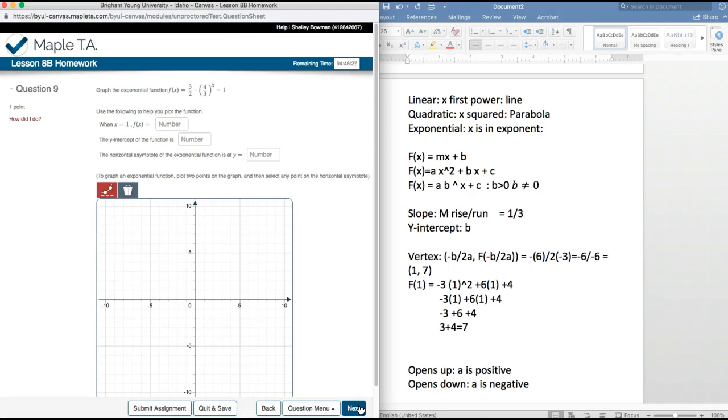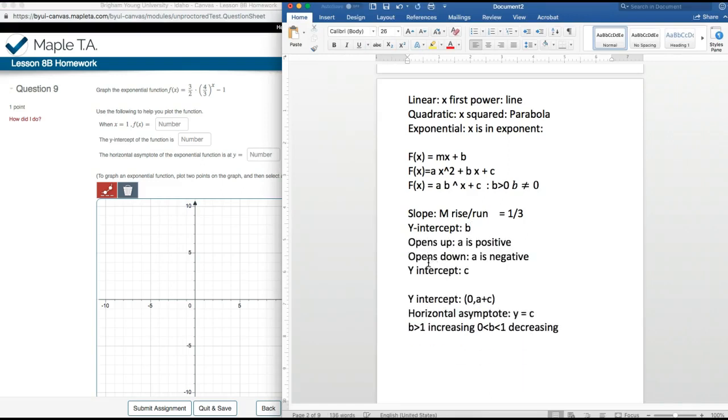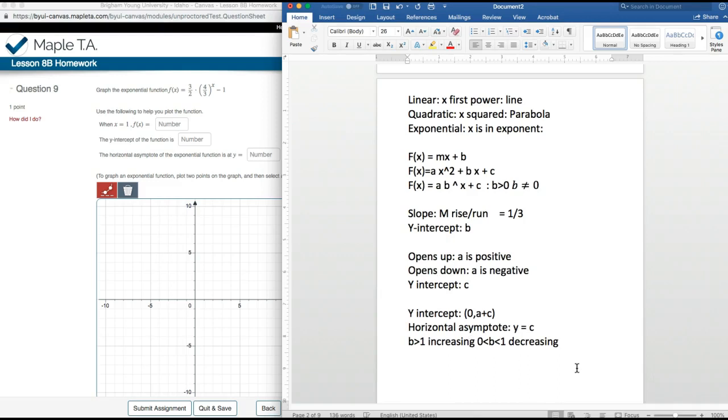Okay, question number 9. Graph the exponential function f of x equals 3/2 times 4/3 raised to the x minus 1. I'm going to delete some of this so that I can get my information back up here for my exponential function. Okay, use the following to help you plot the function. When x equals 1, f of x equals something. So here's my function of exponential a, b, c. B has to be greater than 0 and cannot equal 1. Those are just stipulations. You won't run into anything about the definition.